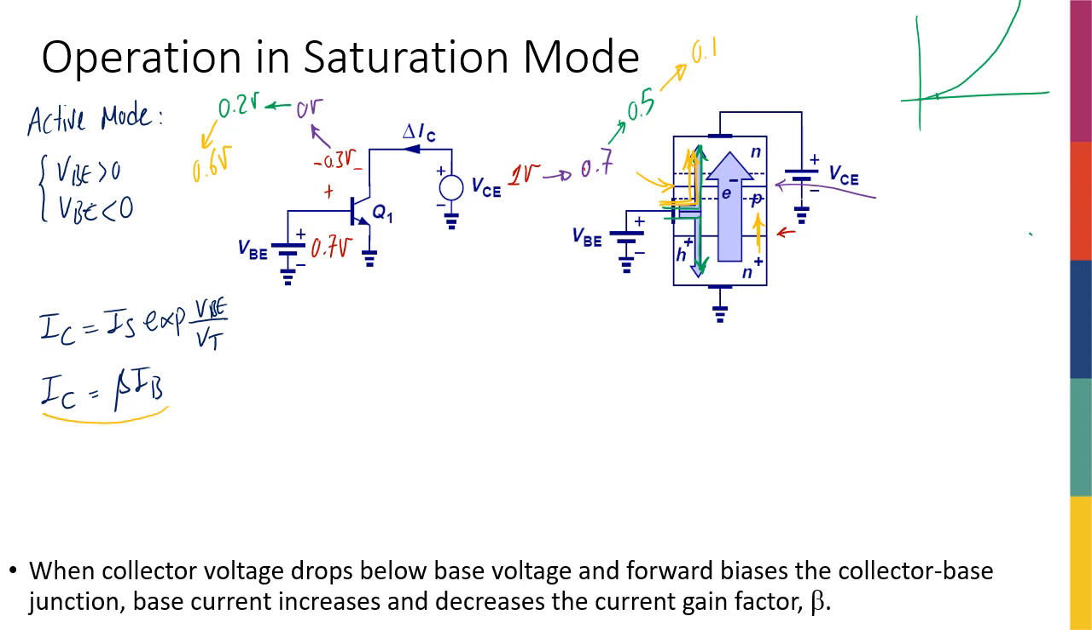In terms of terminology, once we get to the equilibrium or a little bit of forward bias for the base-collector junction, we say that we are in the soft saturation region. Once we decrease the collector voltage to very low values, so that the base-collector junction is completely forward biased, we say the transistor is in the saturation region. So when the collector voltage drops below the base voltage and forward biases the collector-base junction, base current increases and decreases the current gain factor, which is called beta.